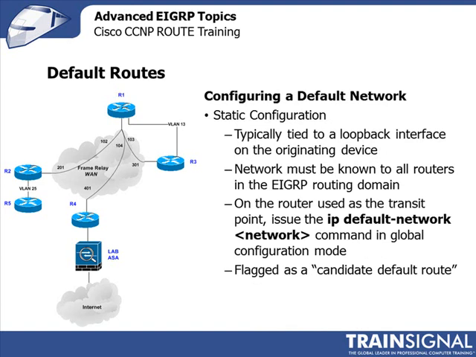The second method for configuring a default route in EIGRP is to configure a default network. Usually you'll put this on a primary device. It's typically a loopback interface, but that particular network has to be known by all the other devices in the EIGRP routing domain, or it will not show up in the EIGRP routing table as the gateway of last resort or candidate default route. On whatever router that you're using as the transit point, for instance in our lab we'd be using R4, you issue the ip default-network command and then whatever that network is.